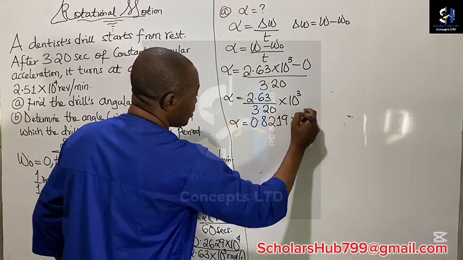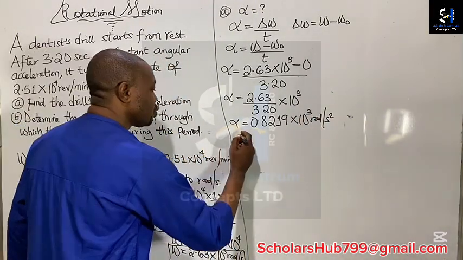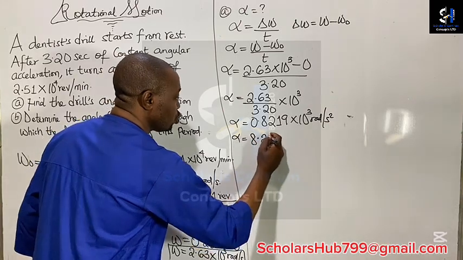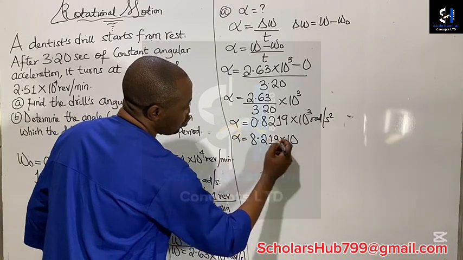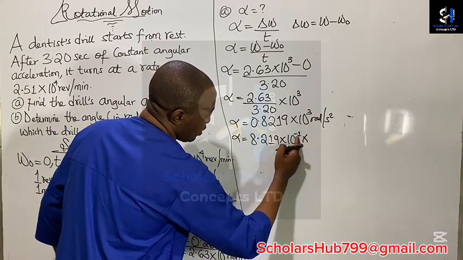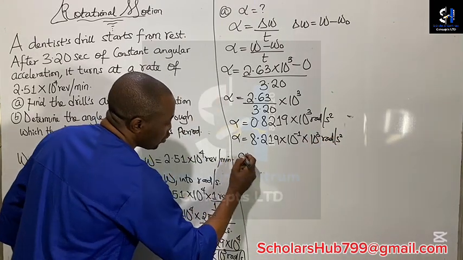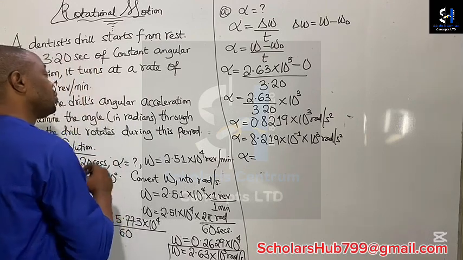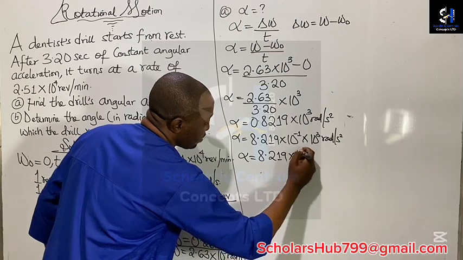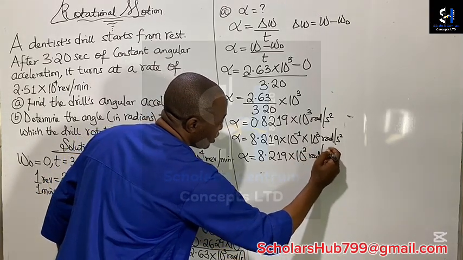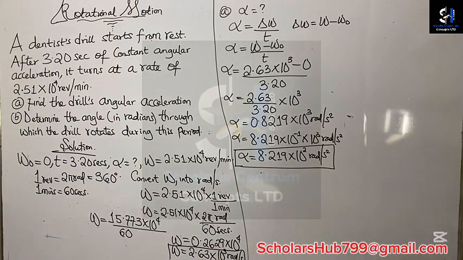Now 2.63 divided by 3.20 will be 0.8219 multiplied by 10 raised to the third, in radians per square second. This is going to be 8.219 multiplied by 10 raised to the -1, then times 10 raised to the third. So the drill's angular acceleration will now be 8.219 multiplied by 10 raised to the second in radians per square second. All right, so this is the angular acceleration of the drill.